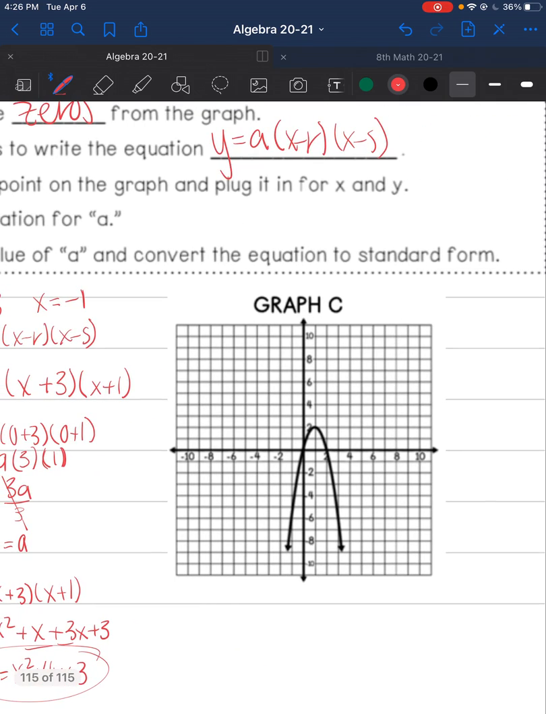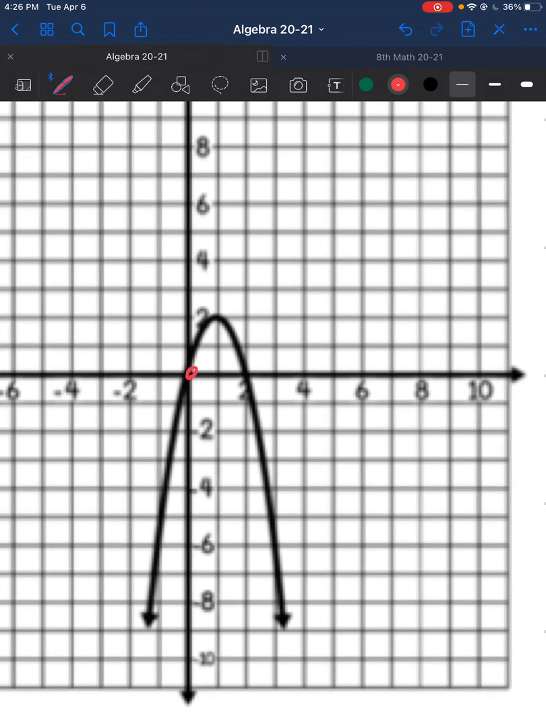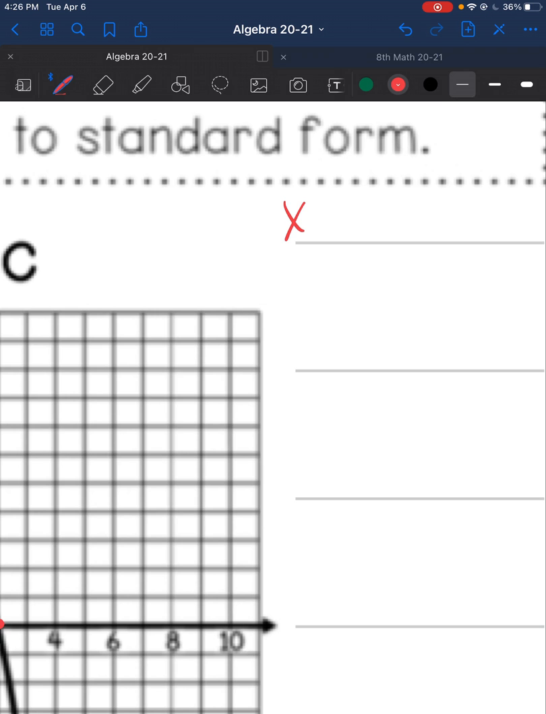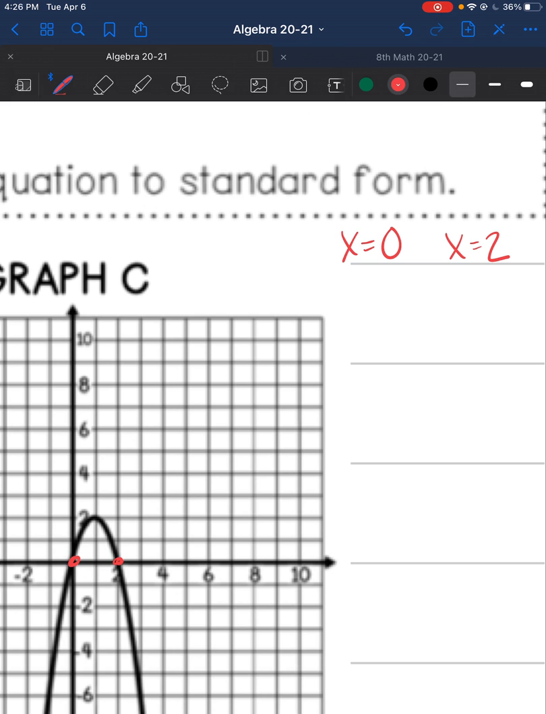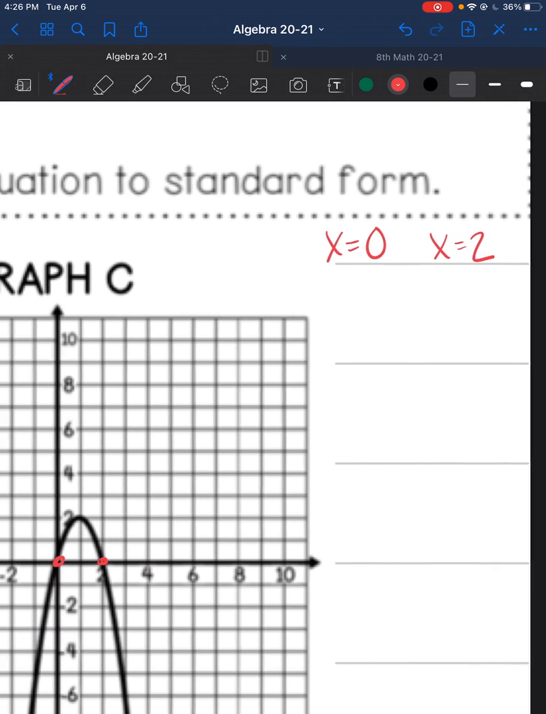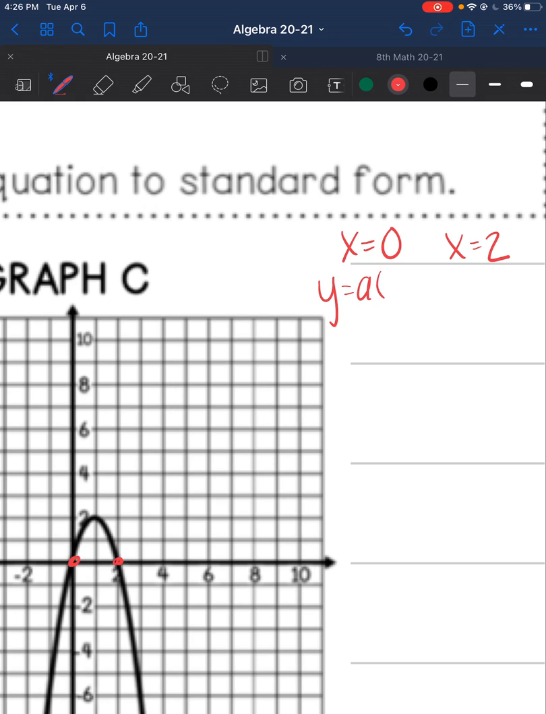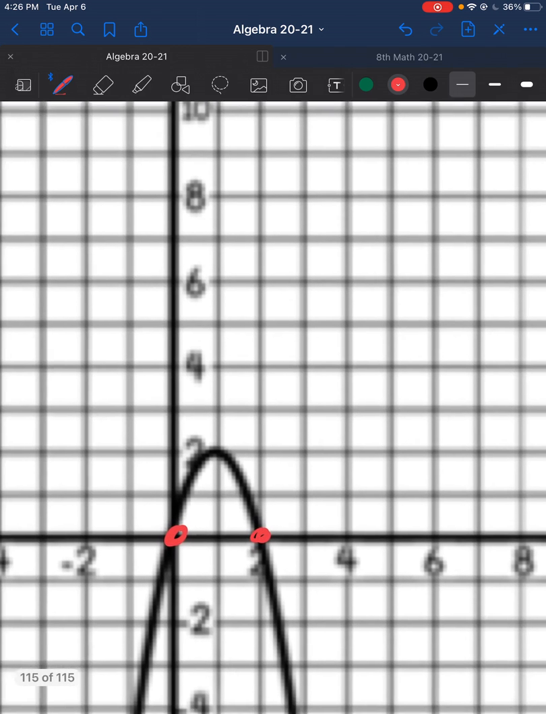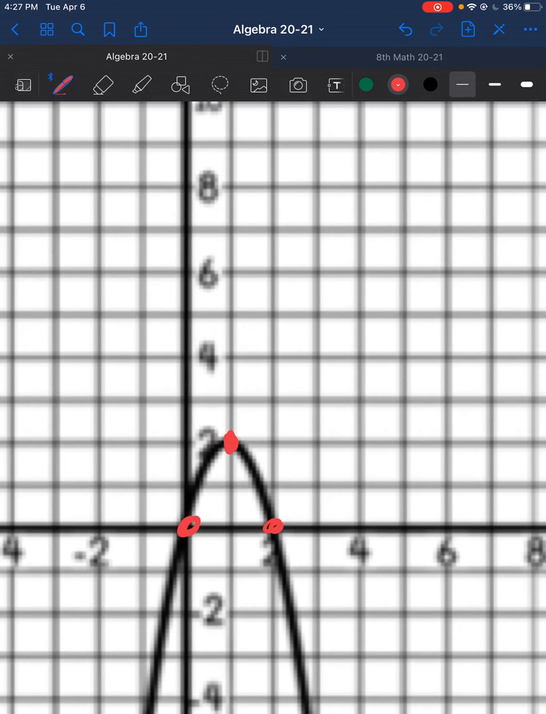Okay, one more example before we're done. Here are our zeros: we have x equals 0 and x equals 2 from our graph. That's where it crosses the x-axis. So I'm going to set it up in that equation of y equals a times x minus r, which would be x plus 0, and x minus 2. So I'm going to pick a point. I like easy ones. I can do this one right there. That's our maximum I'm going to use. That's 1, 2.